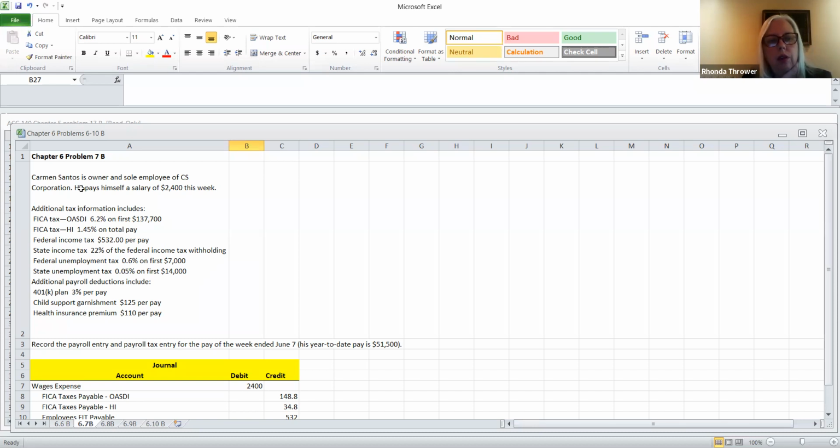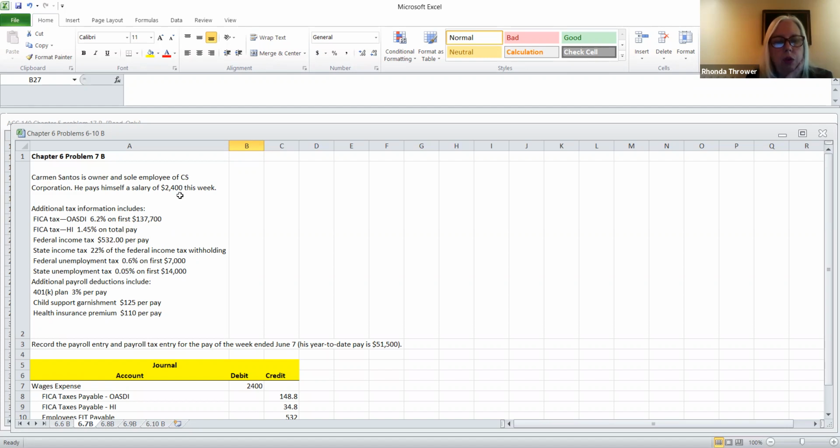Then, because this person is also the owner, he's also going to be his employer, and employers have to pay federal unemployment tax of 0.6% on the first $7,000 of wages earned. They'll also have to pay state unemployment tax of 0.05% on the first $14,000 that were earned.